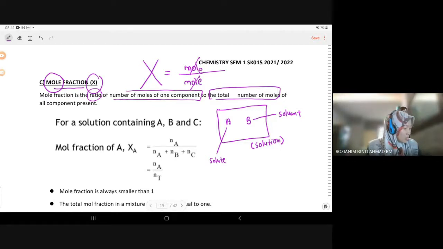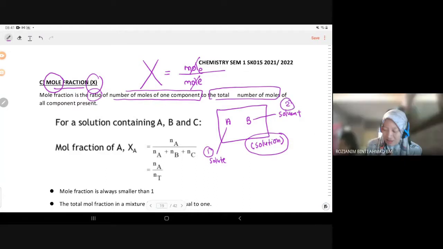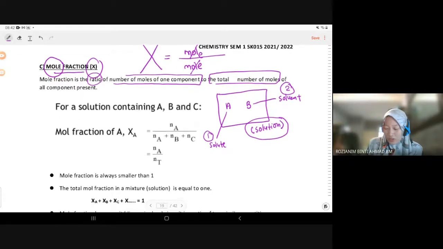Husna, Nurul Husna binti Rahim, H1T3. Okay Husna, dalam solution ini ada berapa komponen? Dalam diagram yang saya lukis, kotak ni adalah solution. Ada berapa komponen exist? Maksudnya ada berapa bahan yang wujud nak hasilkan solution? 2, madam. Ada 2. Siapa? Pertama, solute. Kedua, solvent. Okay, good. So bila kita nak tahu mole fraction, kita kena bezakan tu dulu. Solution tak termasuk sekali dalam komponen. Solution adalah penghasilan produk kita.